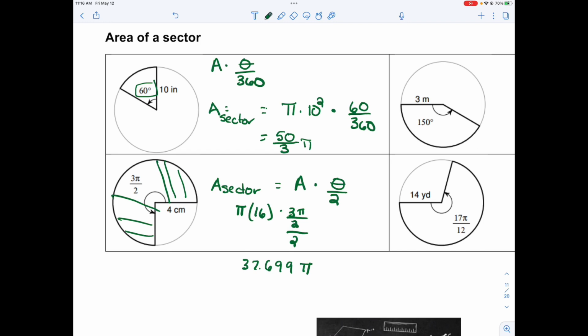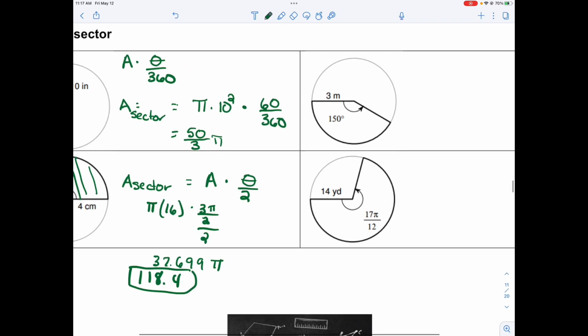My calculator is doing something funny here. I don't know what it's doing. I don't know if it's me or it. So that becomes 118.4 without a pi, because I didn't use pi to simplify. Okay, so that is my answer.